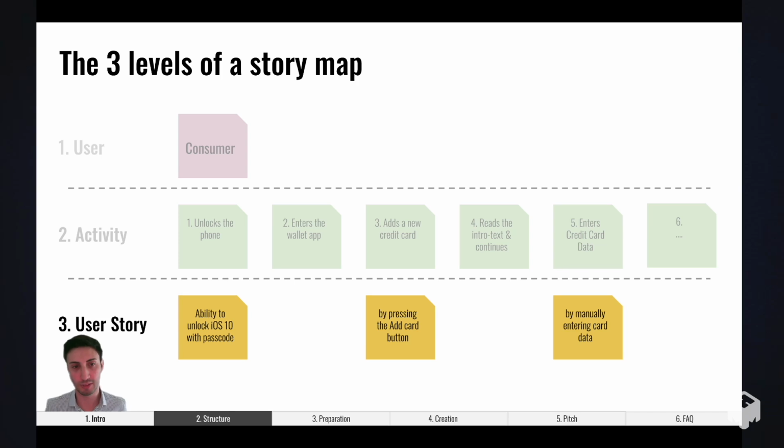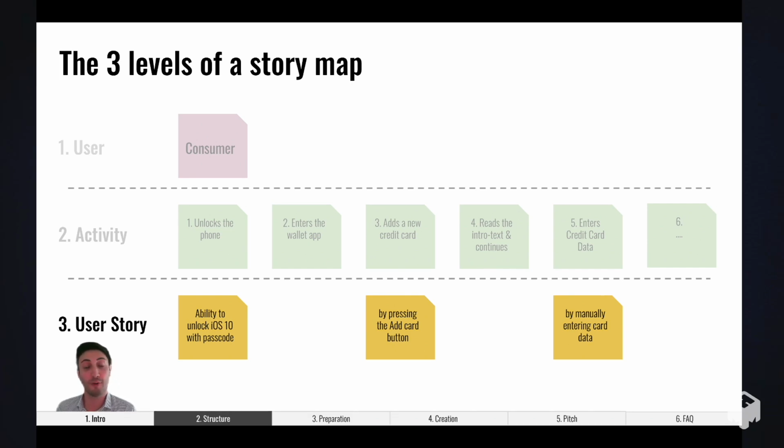So let's take a deeper look here in this example. The consumer unlocks the phone with the ability to unlock iOS 10 with a passcode. Let's assume the unlock via passcode function is not there yet. Then he or she enters the wallet app. So there is no user story because the wallet app exists already, and then adds a new card by pressing the Add Card button. There was no Add Card button before, so could be very likely a user story.